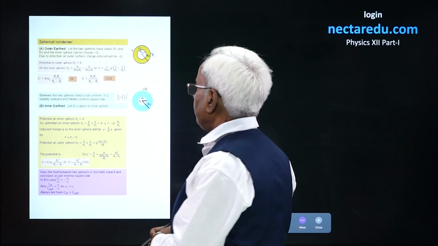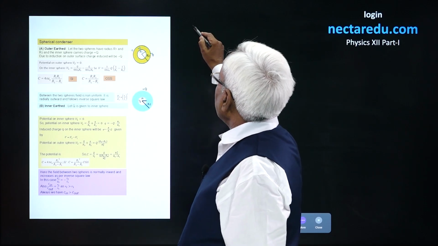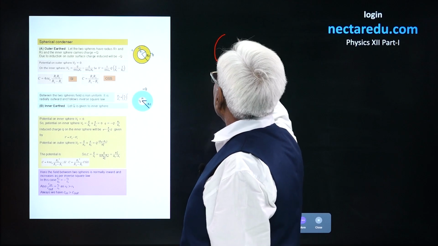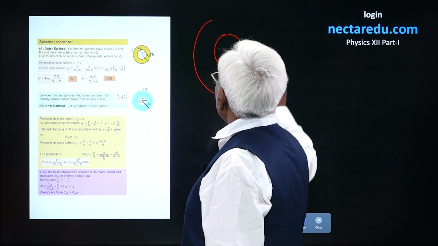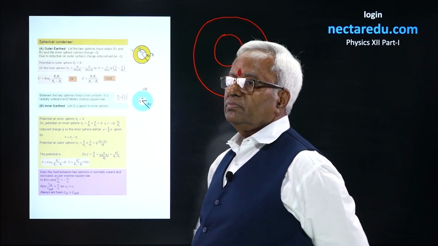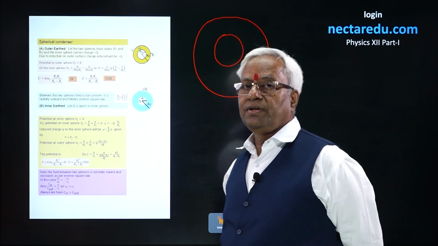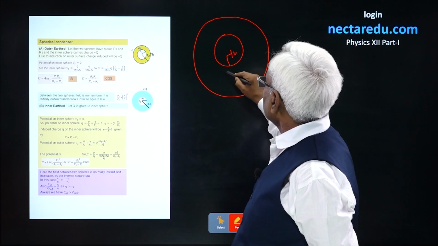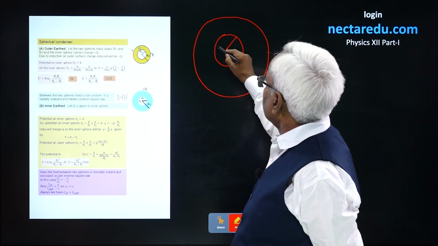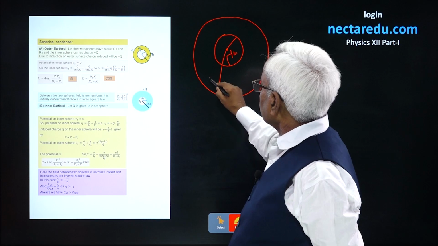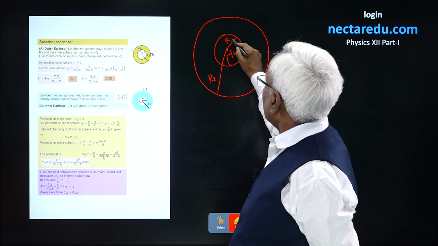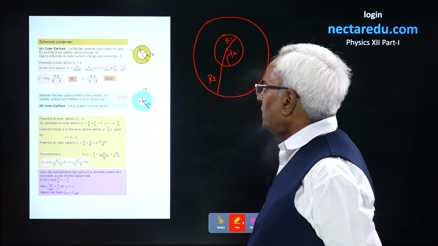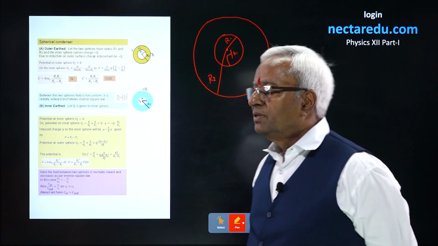Let's switch over to another type, that is, the inner sphere being grounded. The inner sphere is grounded here. This is connected with the earth. Its radius is R1, and the radius of the other one is R2. Now we are going to give the charge.